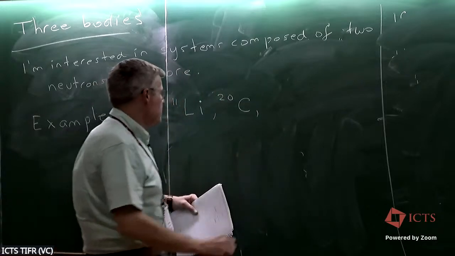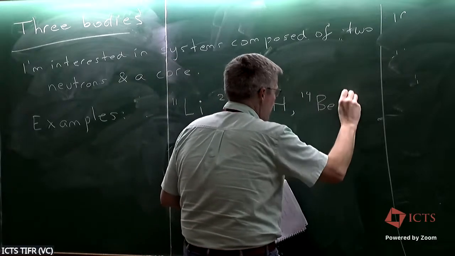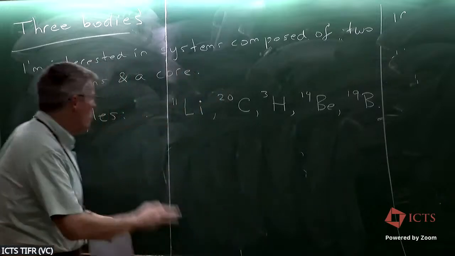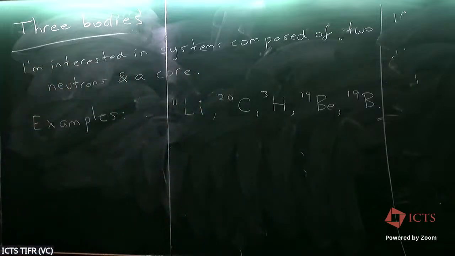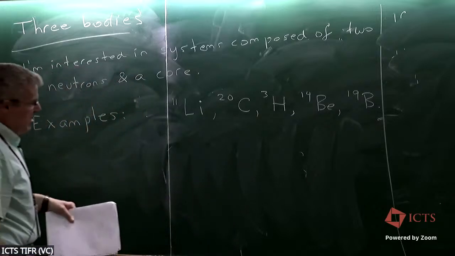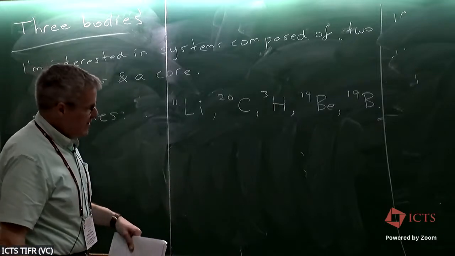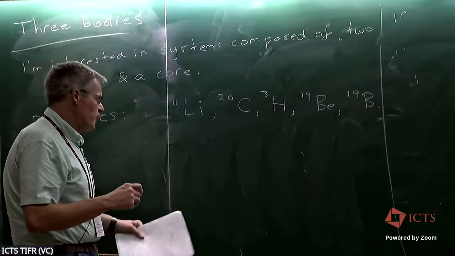Carbon-20, the triton, beryllium-14, and boron-19. What all these nuclei have in common is, number one, that they're neutron rich. They have a neutron to proton ratio that is larger than 1. And number two, actually, it's not true that all of them are the last strongly bound isotope, because, for instance, there's carbon-22. But the other thing they have in common is that they all have a small 2-neutron separation energy. In other words, it doesn't take much to liberate the 2 neutrons out of the nucleus.